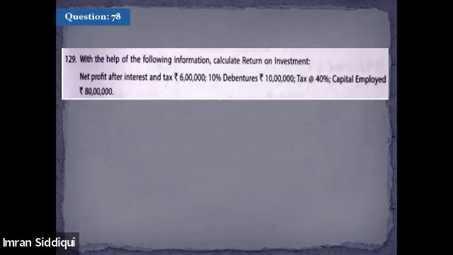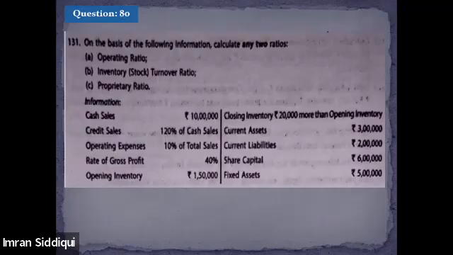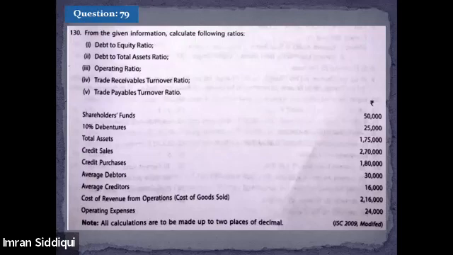Okay. Question number 79 we will do, as well as the next question, in today's session. I have two more questions to do in this chapter, and then we'll be done with it. For question number 79, we need to figure out 5 ratios: debt to equity ratio, debt to total asset ratio, operating ratio, trade receivable turnover ratio, and trade payable turnover ratio. It is a kind of revision question for you.